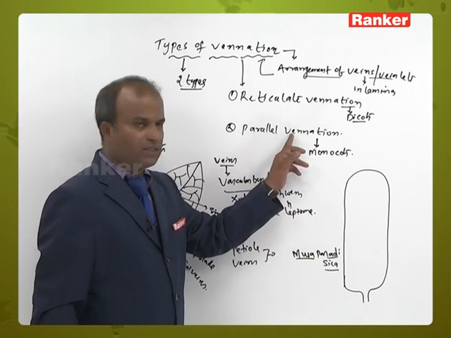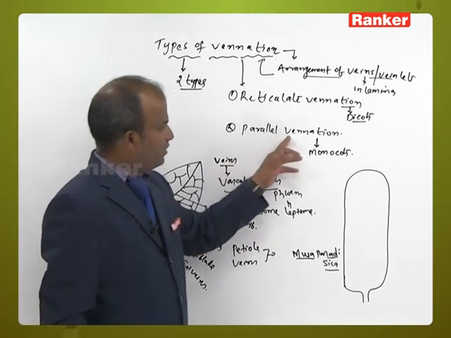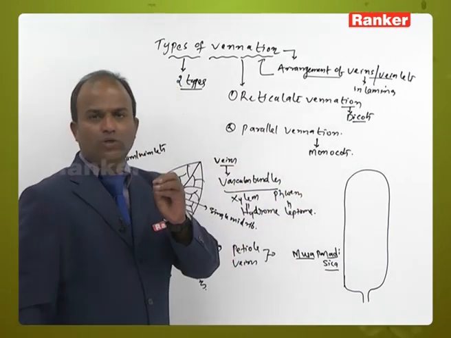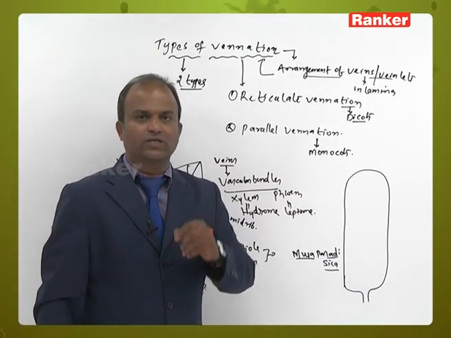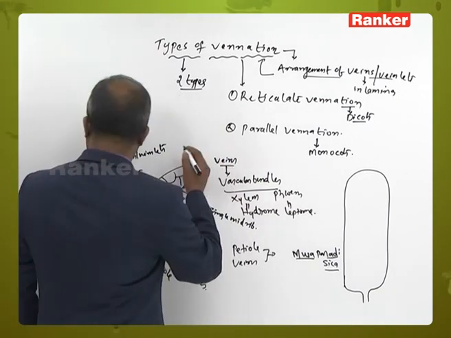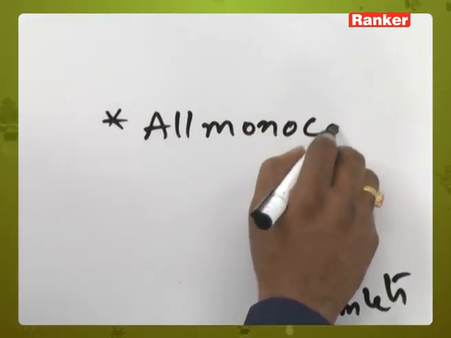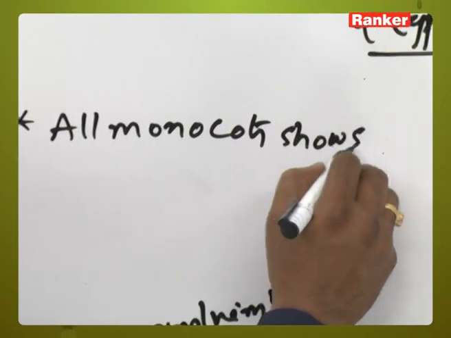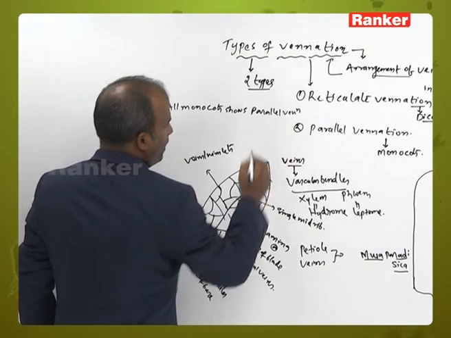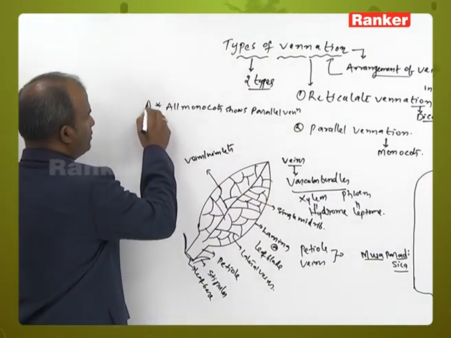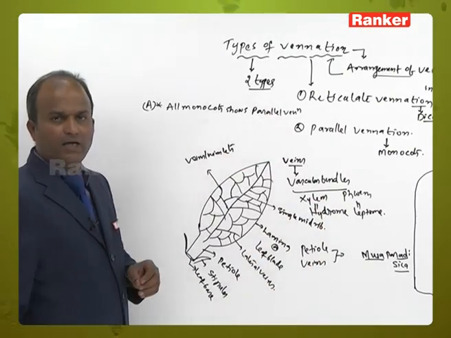In this Musa paradisica, which type of venation can be seen? Parallel venation. Parallel venation can be seen only in monocots. That means saying all monocots show parallel venation is the wrong option. Which venation does a monocot show? Parallel venation. For example, think this one is the assertion: all monocots show parallel venation.